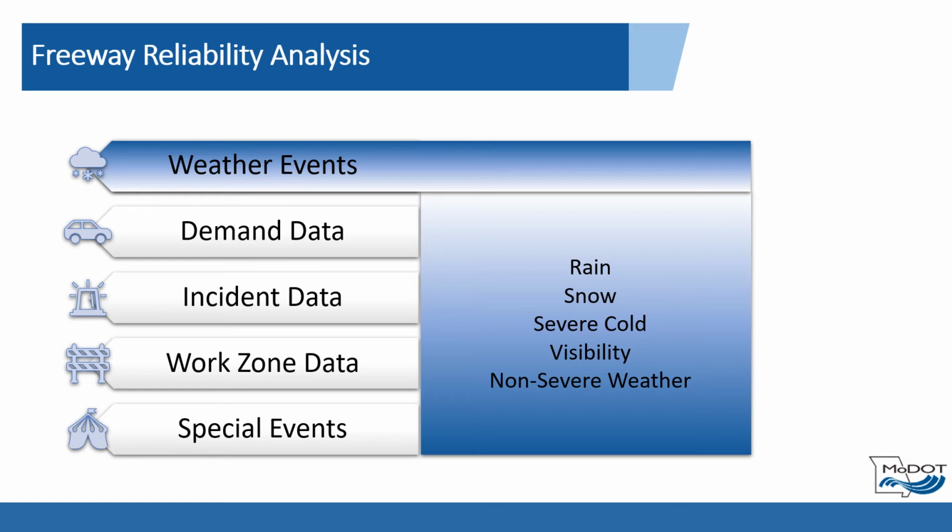HCS considers rain, snow, severe cold, visibility, and non-severe weather. A nationwide default monthly weather event distribution is built into HCS, as are monthly weather event distributions for approximately 100 cities in the U.S. HCS includes built-in weather event data for several regions within or near Missouri, including Kansas City and St. Louis.